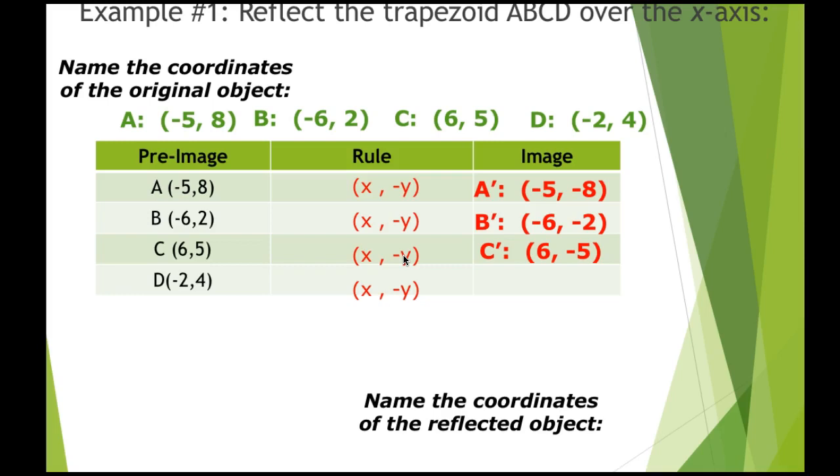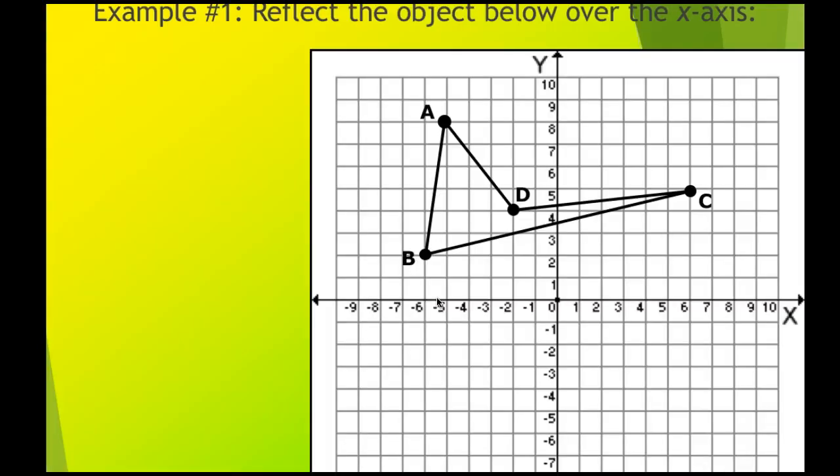So, is x going to change? No. Is y going to change? Yes, because it says the opposite of y here. So our new point is going to be (-2, -4). What does this look like on the coordinate grid?